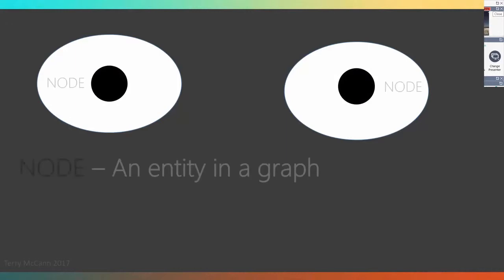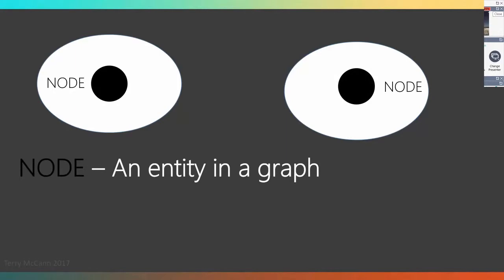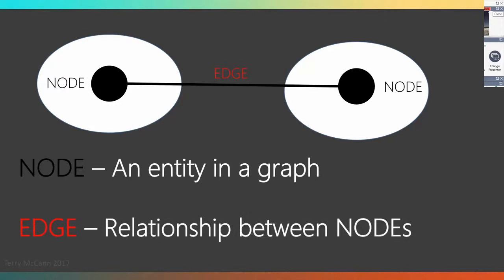So from what Euler came up with, from our graph theory, the key two things that we want to pick up and keep are the nodes and the edges that connect them. So a node is an entity in a graph, and the edge is the relationship between those two nodes. So in the Konigsberg bridge problem, our nodes were landmasses and our edges were bridges.